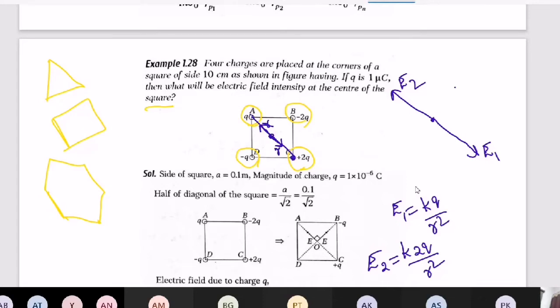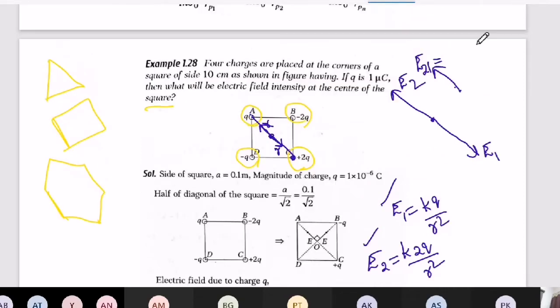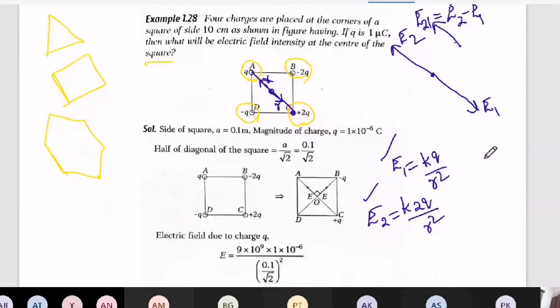Now two fields we found. Both are in opposite directions, so either E2 minus E1 or E1 minus E2. But if you compare E1 and E2, E2 is greater, so the resultant will be along E2, that is E21, the resultant of E1 and E2. How much will it become? E2 minus E1.